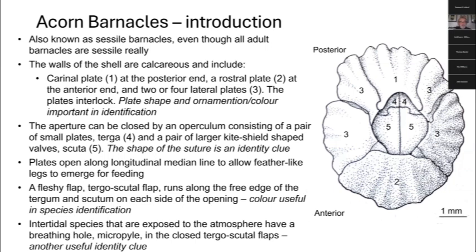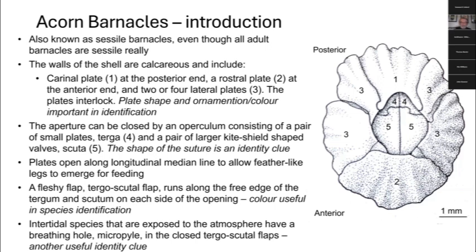The aperture itself, which is the hole in the middle that you can see there, can be closed by an operculum. The operculum, I'll call it a lid, if you will, consists of a pair of small plates. You've got the terga, there's two of them up at the back end there, each labeled number 4. And then just south of them, you've got a pair of larger kite-shaped or kite shield-shaped valves or plates called scuta, labeled number 5.